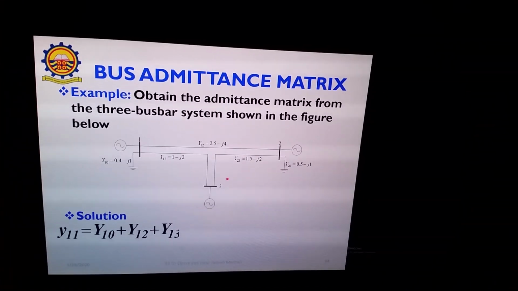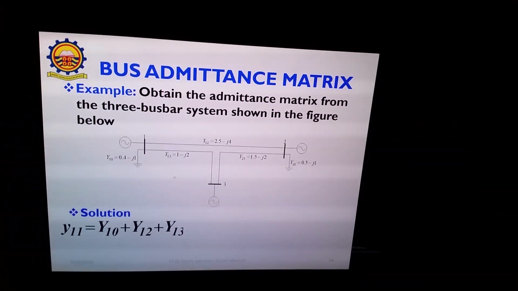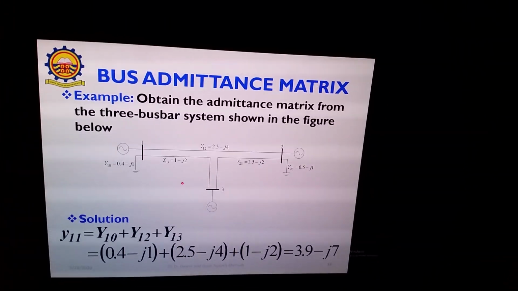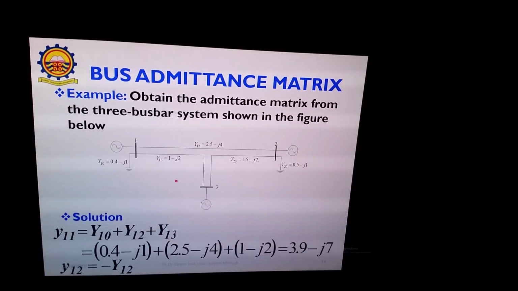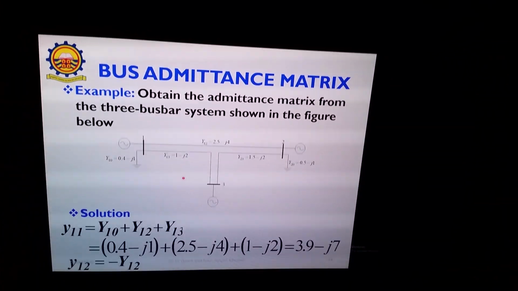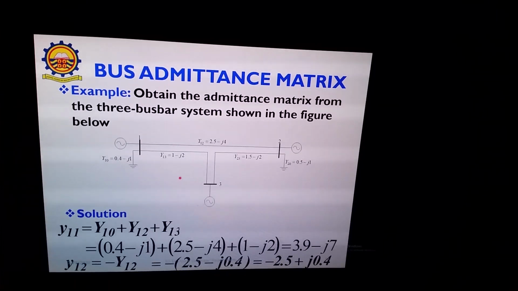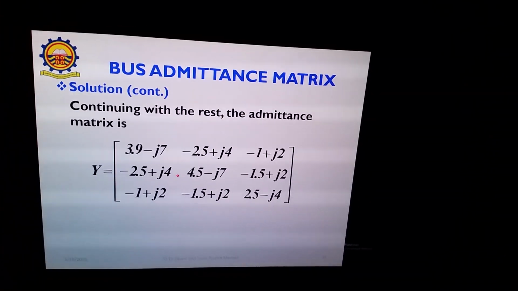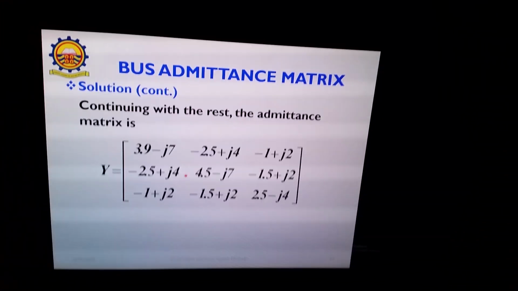So the solution is that we have y11 to be equal to this, which is the sum of all admittances connected to bus bar 1, which are these values. We add them by punching the calculator. We get 3.9 minus j7. So y12 is equal to the negative of y12, and that is by negating the y12 value, and you get what you see there. So to continue, when you find the rest of the values, this is what you're going to get for the admittances.